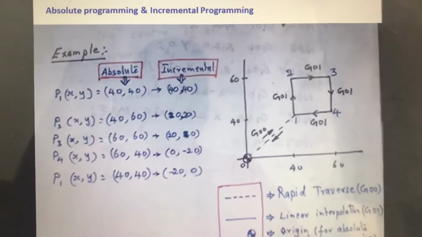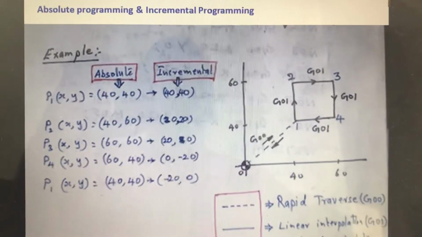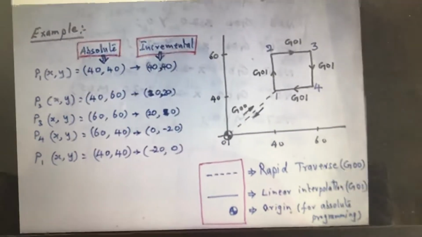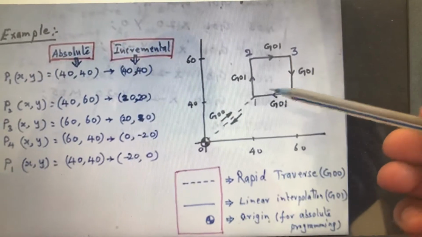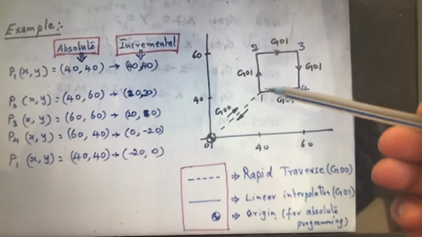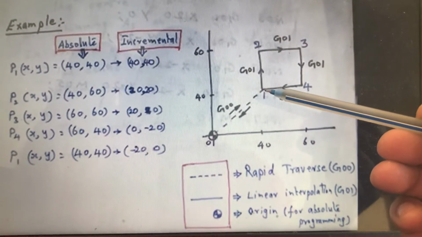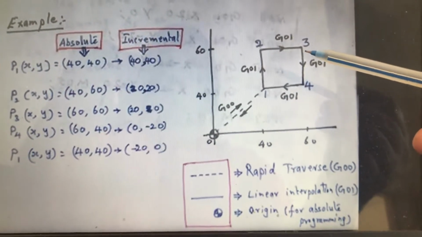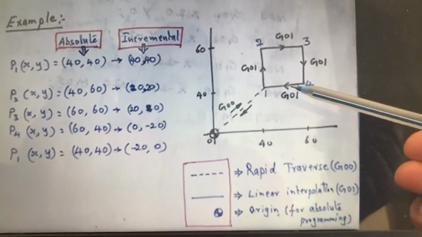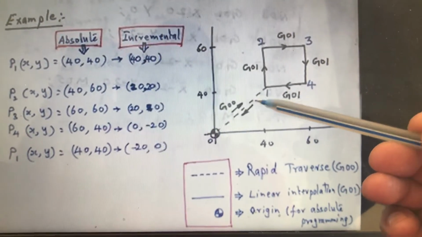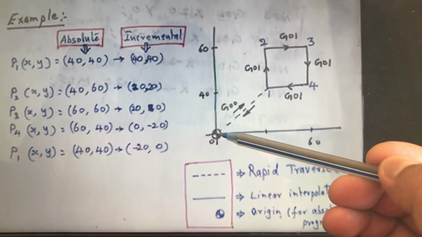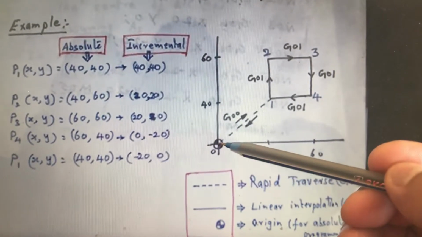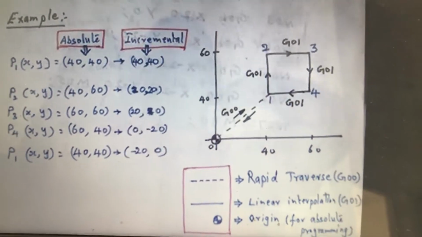Well, you see, this is about absolute programming and incremental programming. I have given you an example of a tool path. You can see from the diagram, this is the path of the tool. The tool starts from point 1 and goes to point 2, then to point 3, then to point 4, and comes back to point 1, and then it goes back to the fixed origin 0, 0. This is a reference point. From here we give programming.